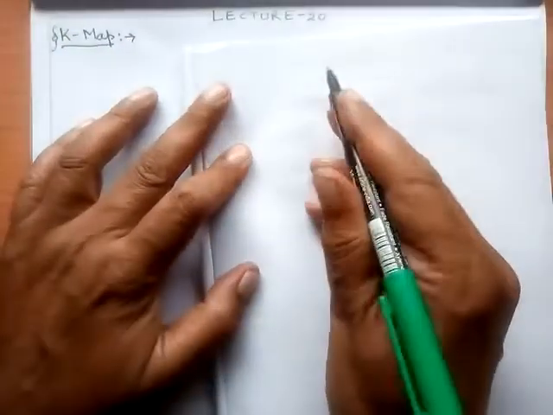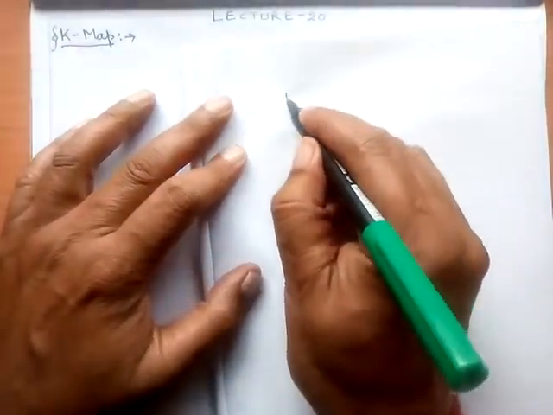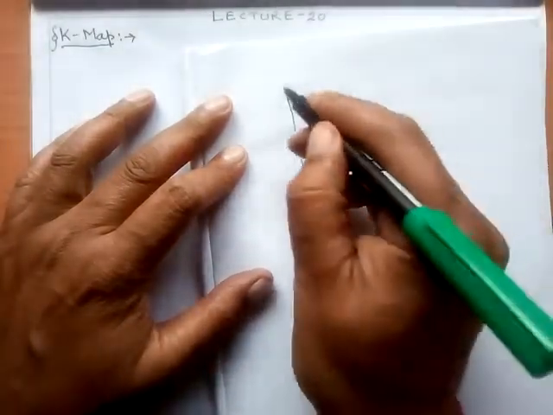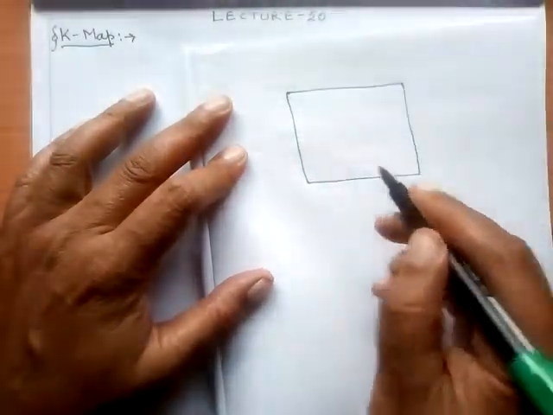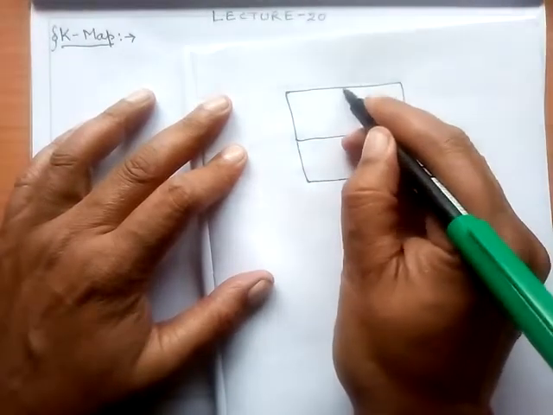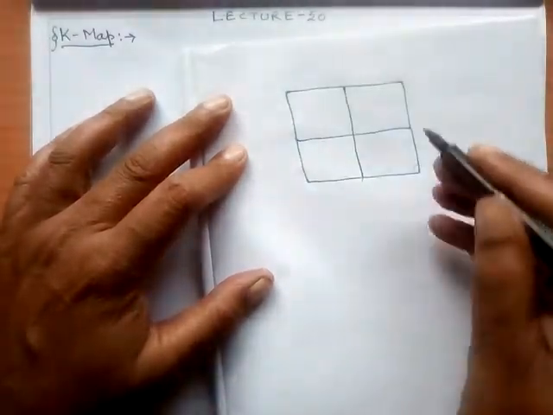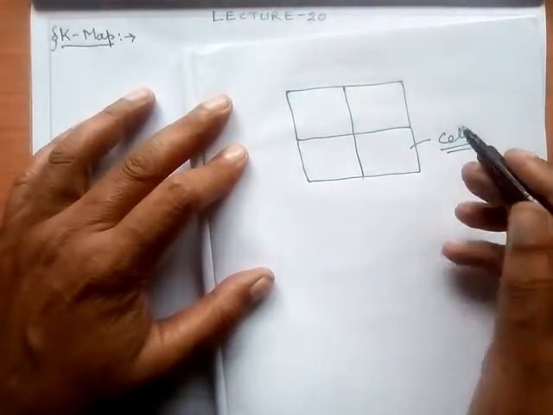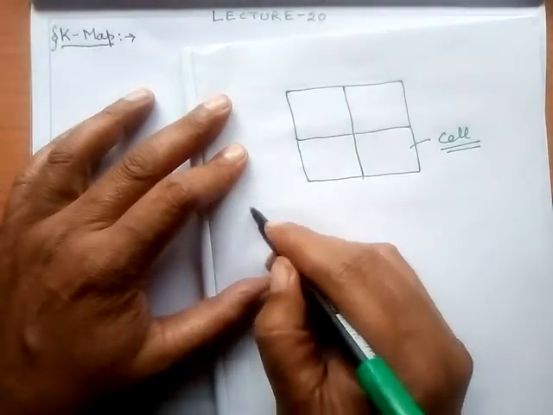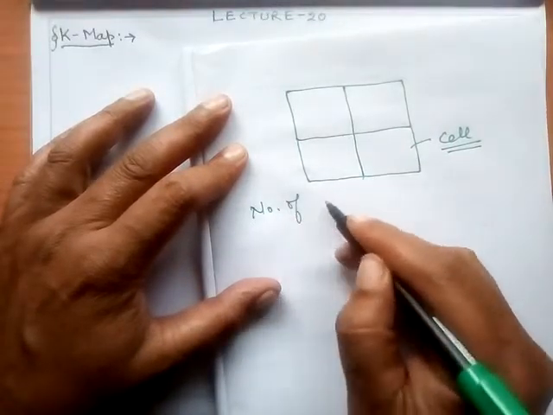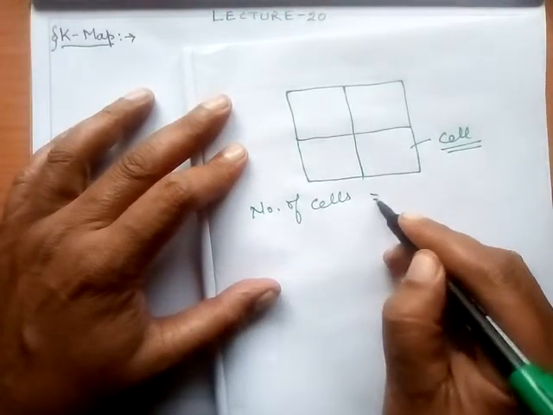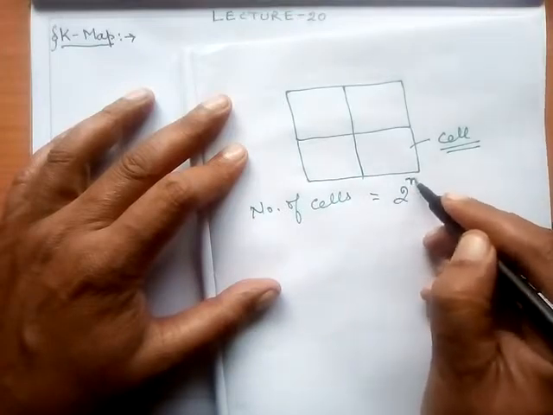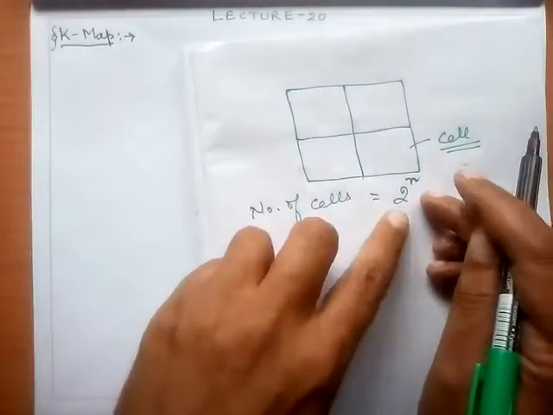Now first of all, how to frame this K-map, that is very important. K-map for 2 variables or n number of variables is nothing but simply a square or rectangle which is divided into certain blocks, and each block is called a cell. And the number of cells in a K-map is equal to 2 to the power n, where n is the number of variables of the Boolean function.